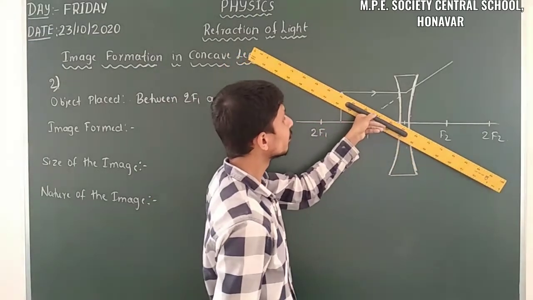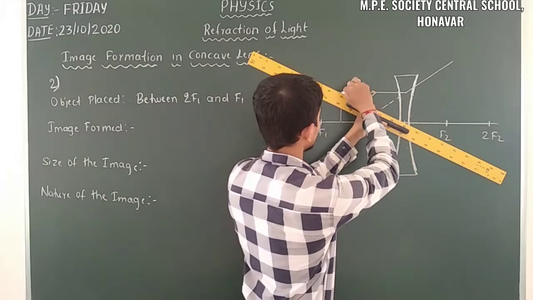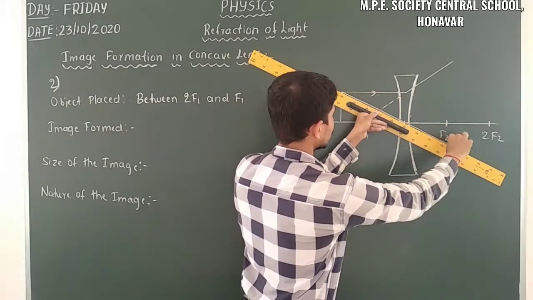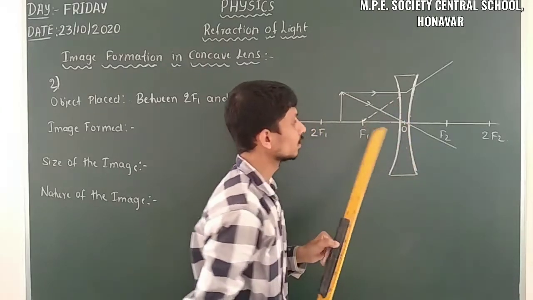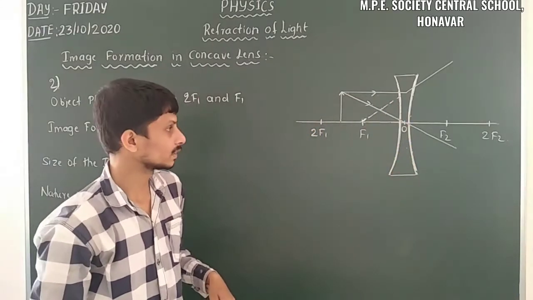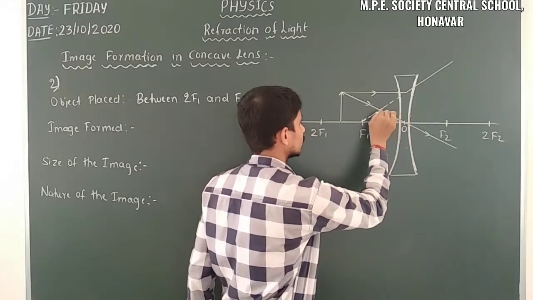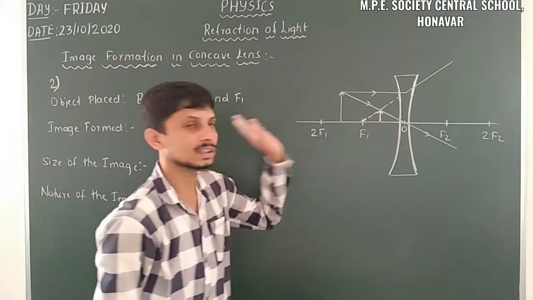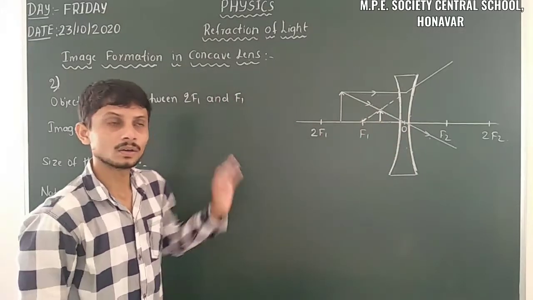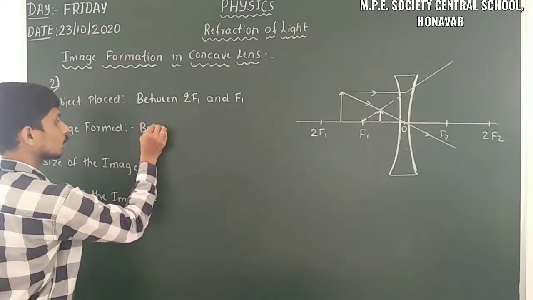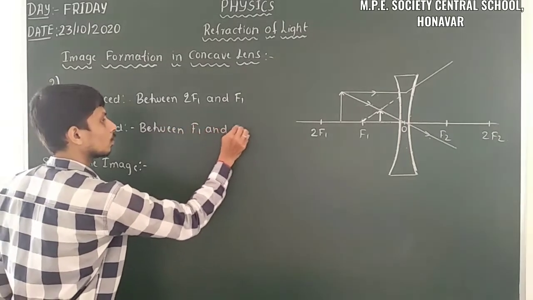And another ray which passes through the optic center. So here the ray passes through the optic center. Just observe, both the two rays meet here. So here the image is formed. That means the image is formed between f1 and O.